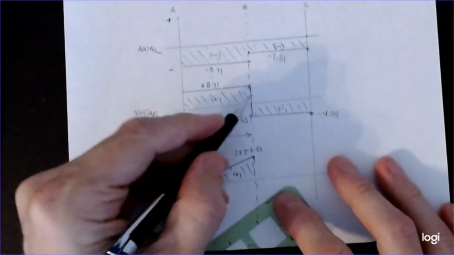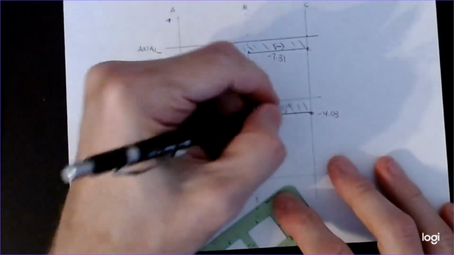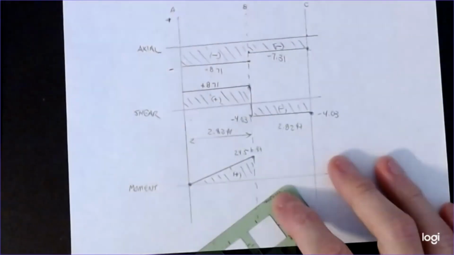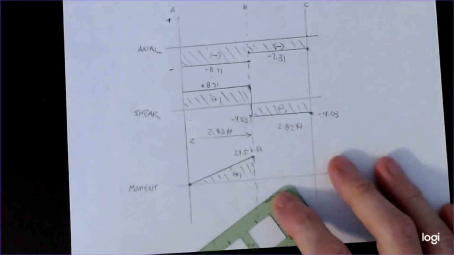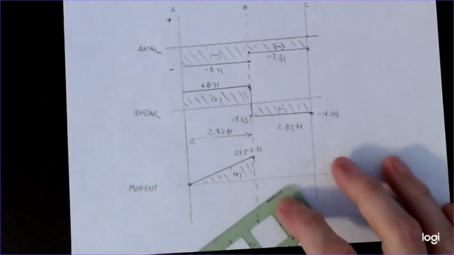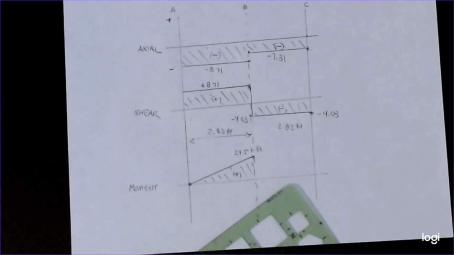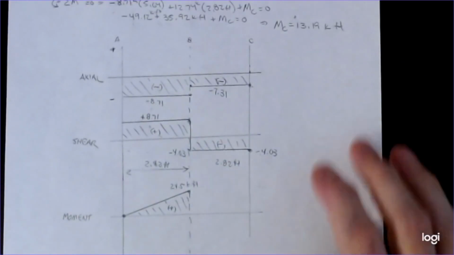Once I get to this point, now it comes down. Again, this is 2.82 feet here. All right, sorry about that. Inadvertently cut off the recording.